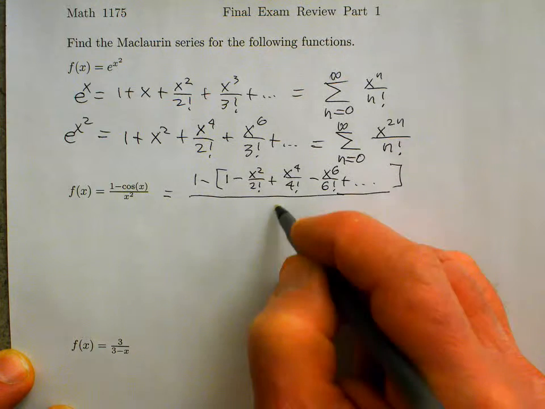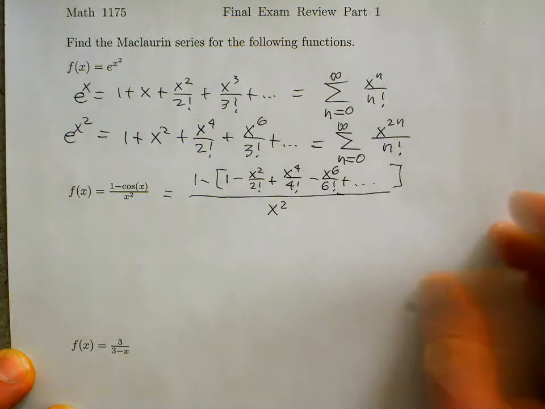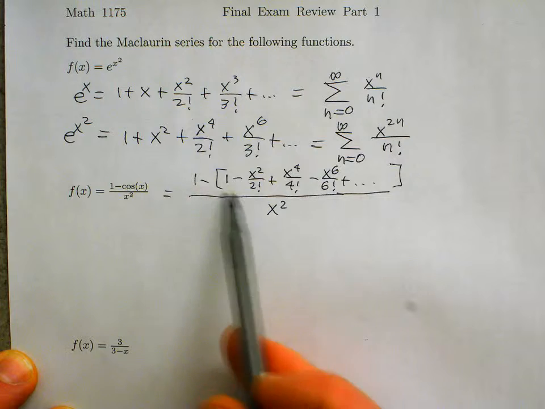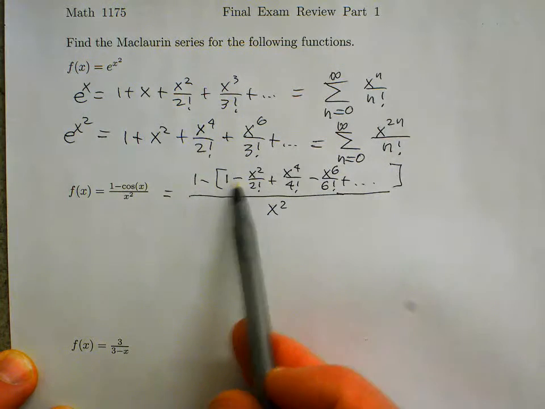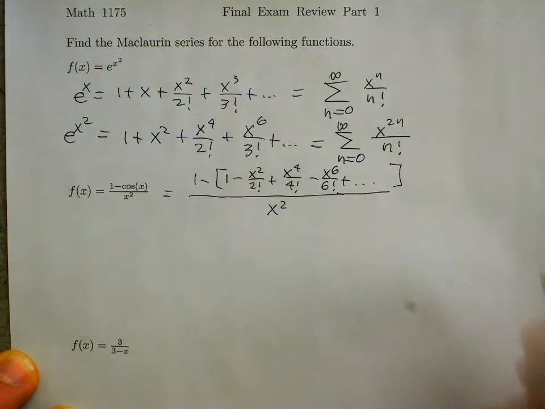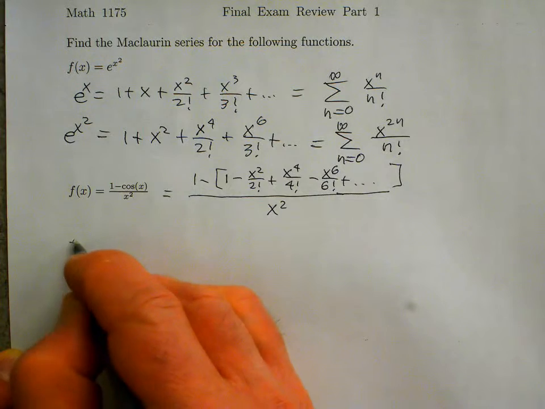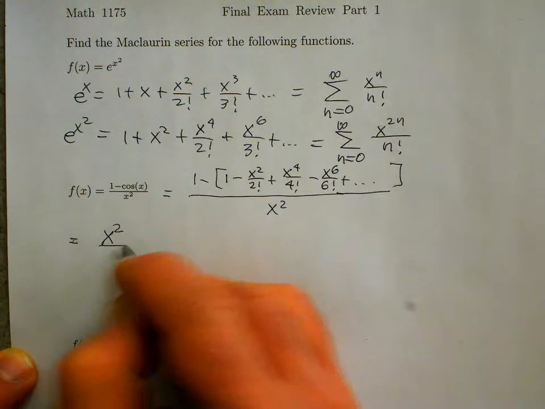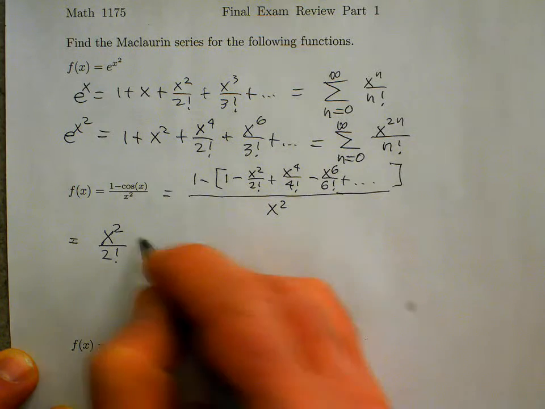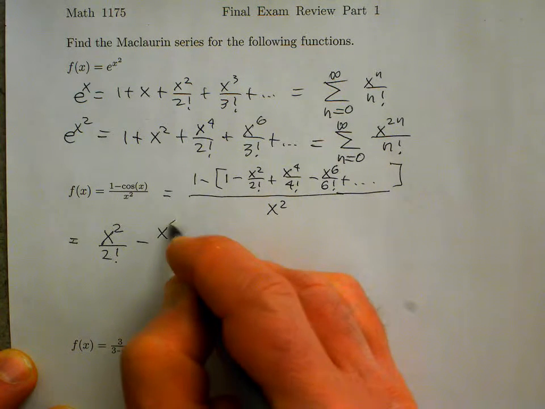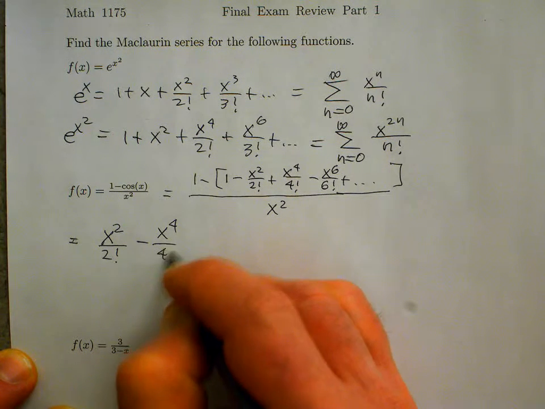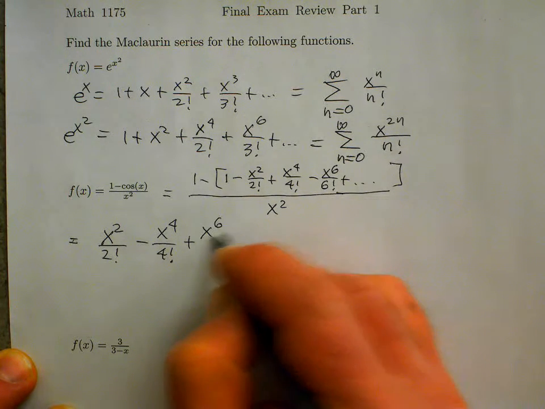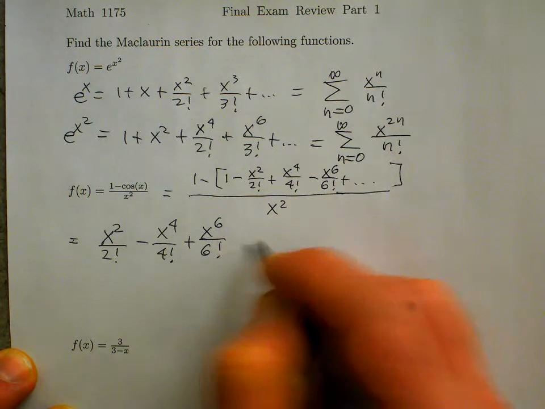Then we're dividing this all by x to the second. So when we have 1 minus this, 1 minus 1 is 0, and then we change the signs of the other ones. So we'll get x to the second over 2 factorial minus x to the fourth over 4 factorial plus x to the sixth over 6 factorial, and so on.